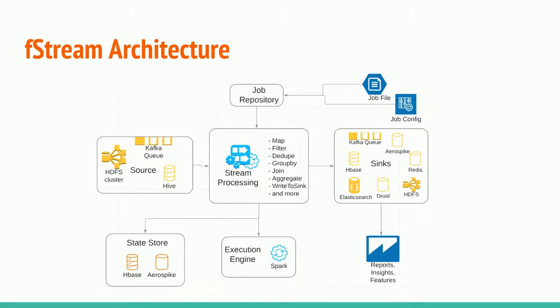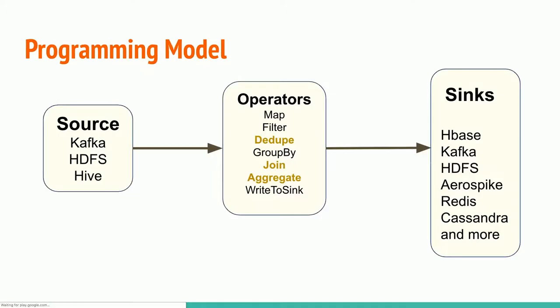It connects to an execution engine, so you can plug out your execution engine. So you have Spark. If for a particular use case you don't want to use Spark but use Flink, you can plug in and plug out Spark with Flink, right? We have our own state store which we manage externally. It's done via HBase. You can also plug in your own state store simply by extending our interfaces. It has a job repository with which you can manage jobs. So you can manage configurations, you can manage files, think about the versioning of it, and so on and so forth, right? So at a high level, this is the fStream architecture.